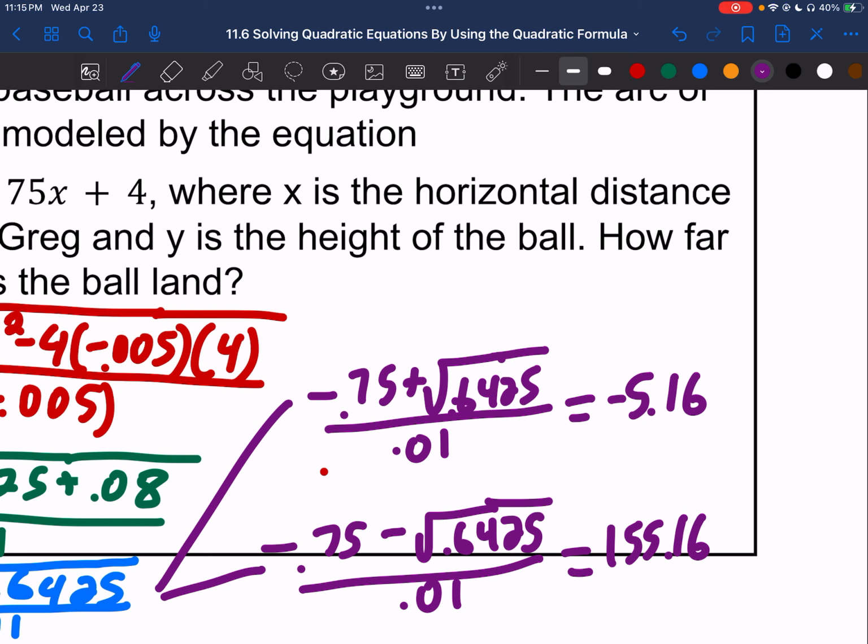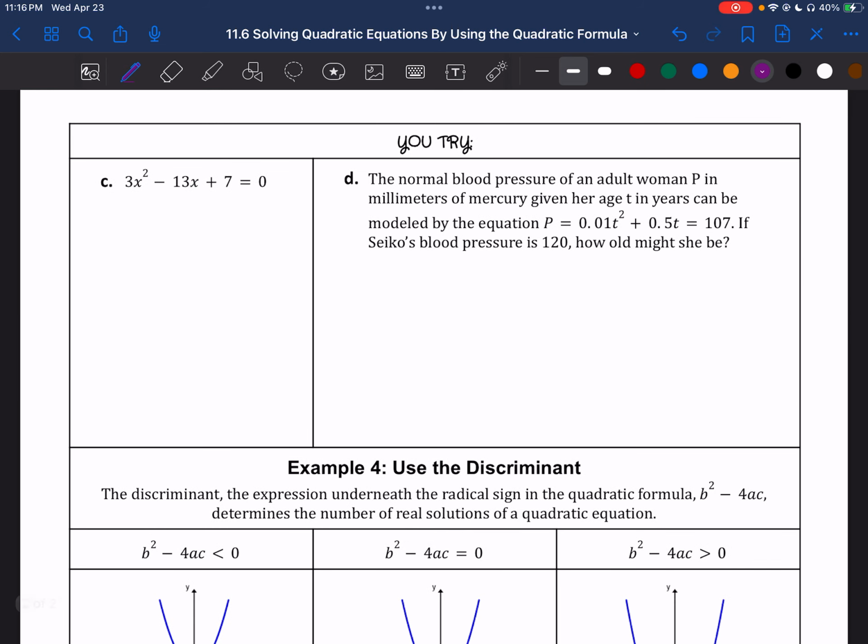Now, this is a real world scenario, so now we need to ask ourselves, which of these values makes the most sense? Does it make sense for Greg to have thrown the baseball and for it to go 5 feet behind him? Or does it make sense for it to go 155 feet in front of him? It is the latter. And so 155.16 is going to be your answer in feet of how far Greg managed to throw that particular baseball. All right. So let's look at the next page. 2 try problems that you need to do on your own, and then you are going to check your work against mine.